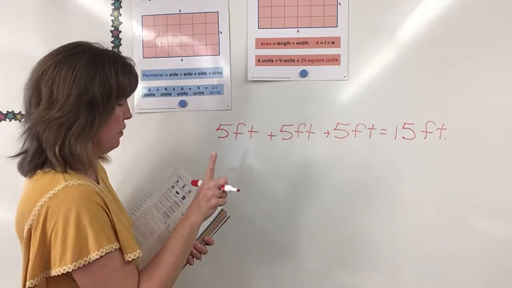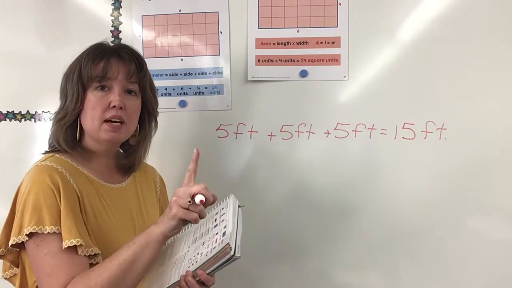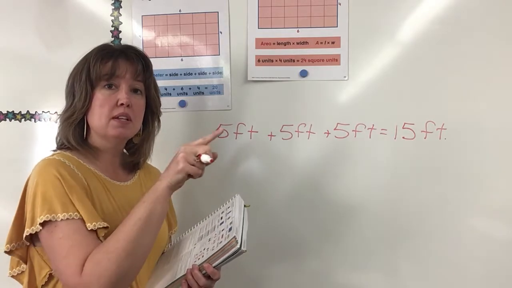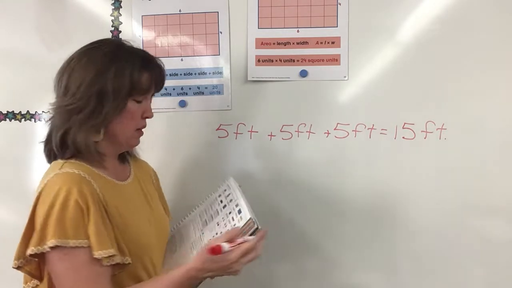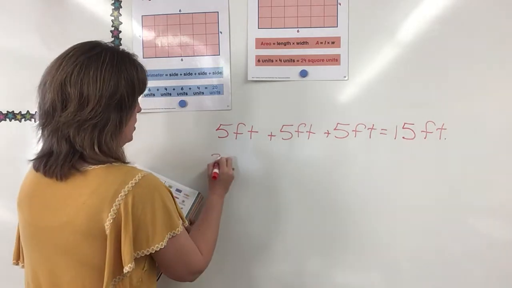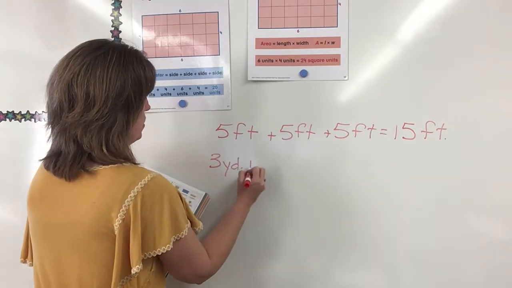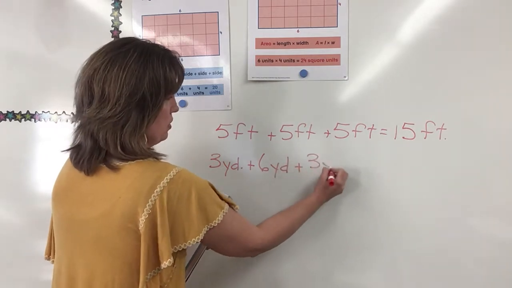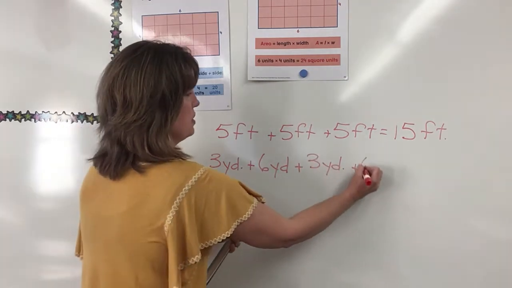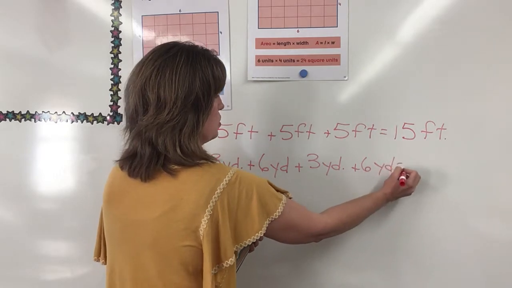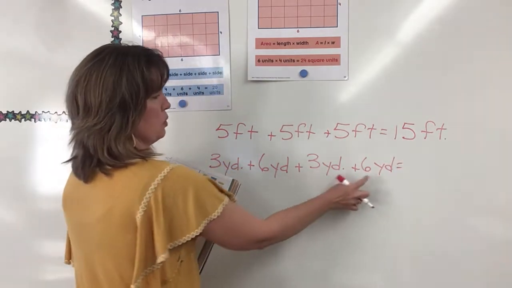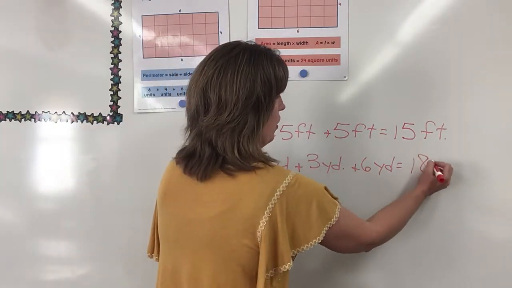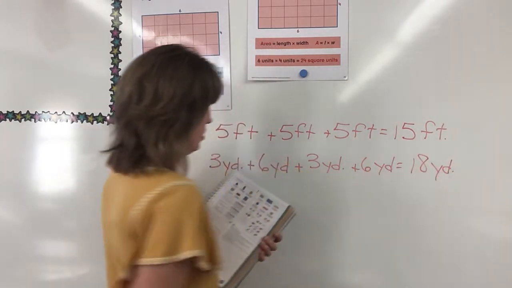Okay, now they give us one short side and one long side, but we know that the opposite sides are the same length. So we have 3 yards plus 6 yards plus 3 yards plus 6 yards equals, what's 3 plus 6 plus 3 plus 6? So 9 plus 9 is 18. 18 yards.